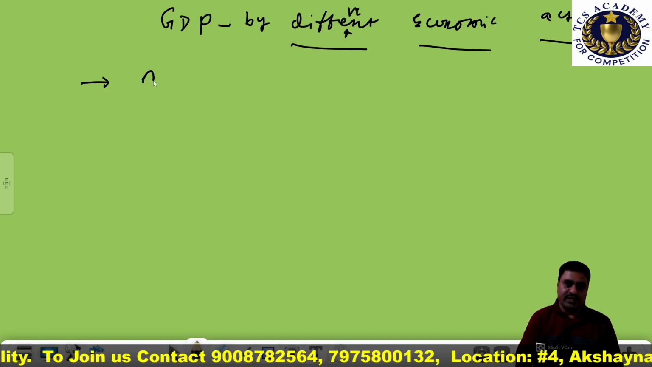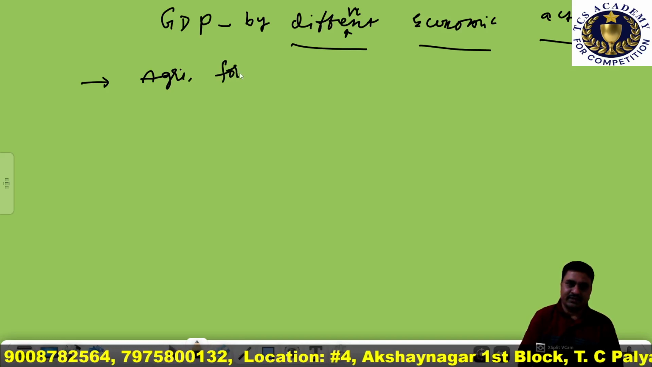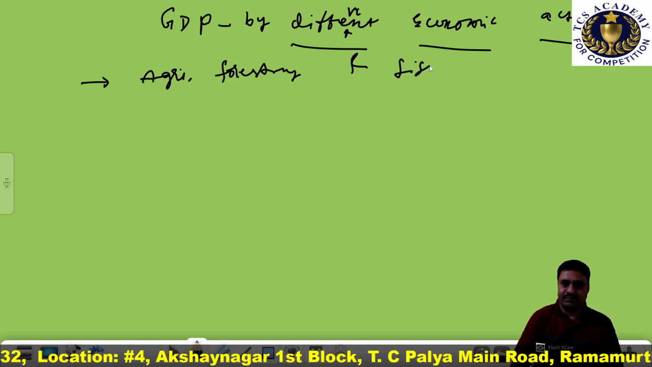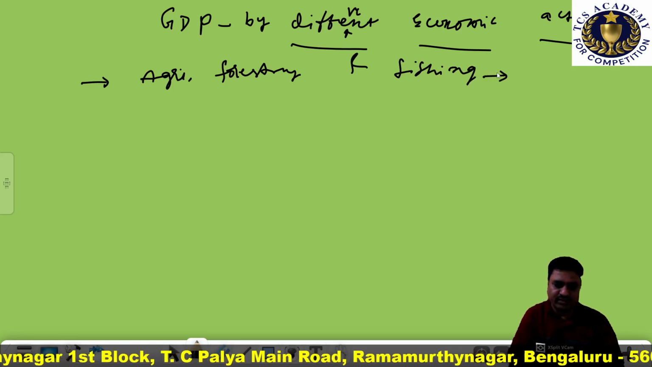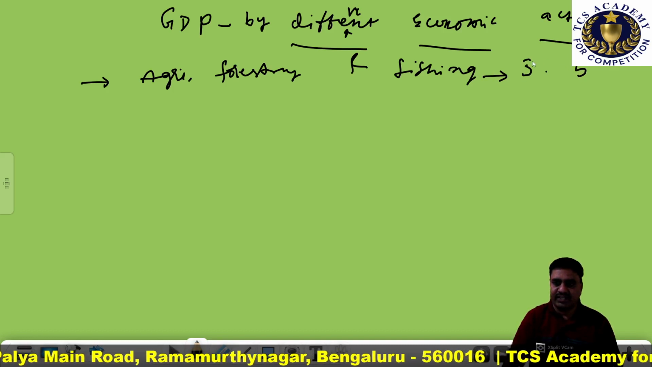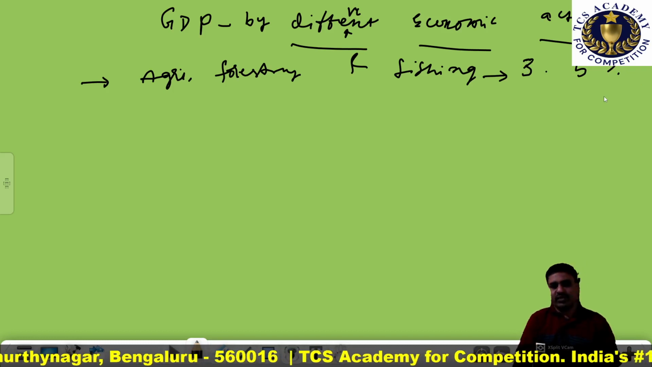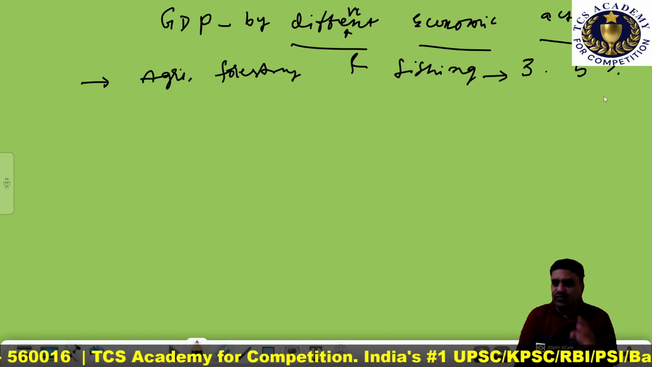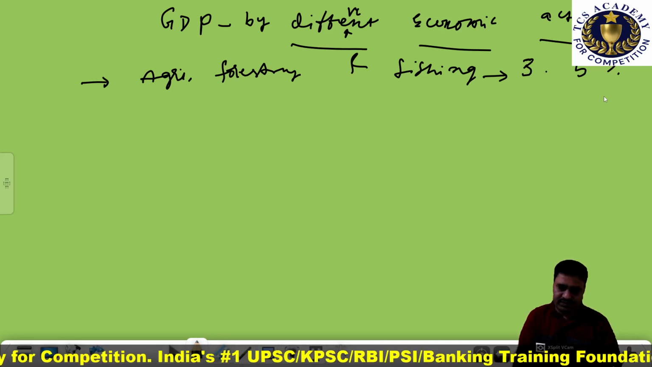So number one, agriculture, forestry and fishing. Basically these three economic activities contribute 3.5% to the GDP, out of 100%. Okay, agriculture, forestry and fishing. So these are the three important economic activities which contribute 3.5% to the GDP of our country. Is that clear?